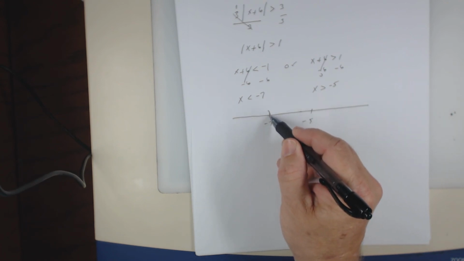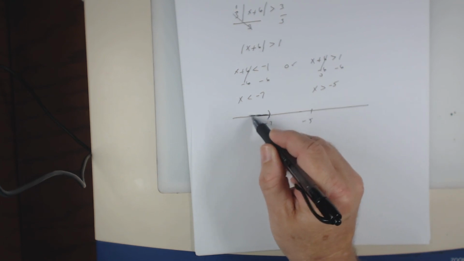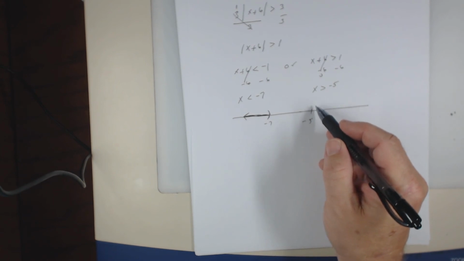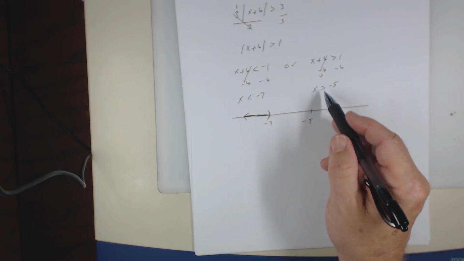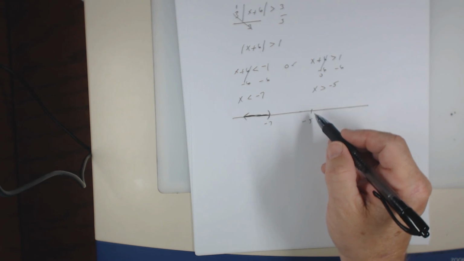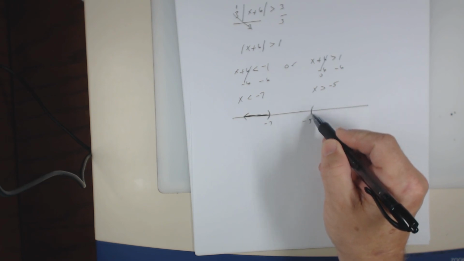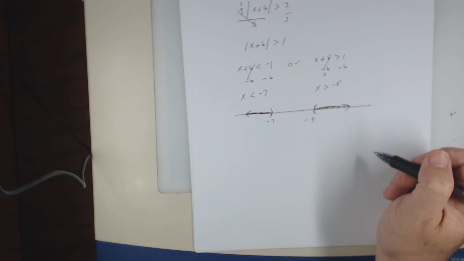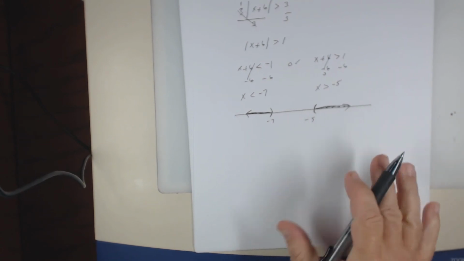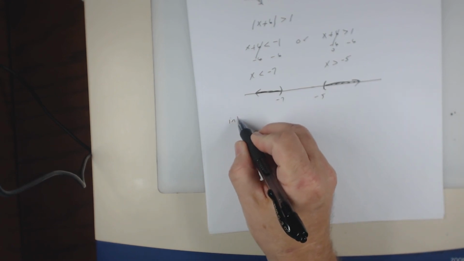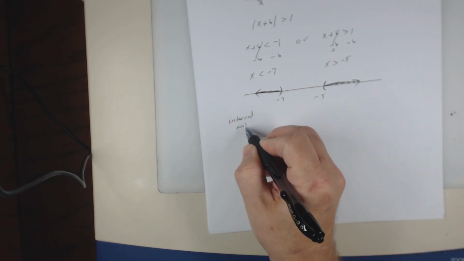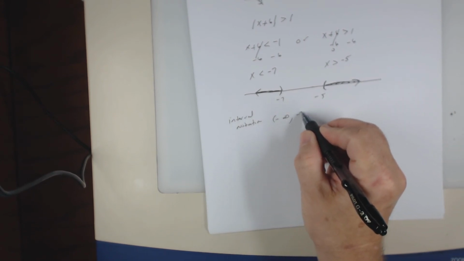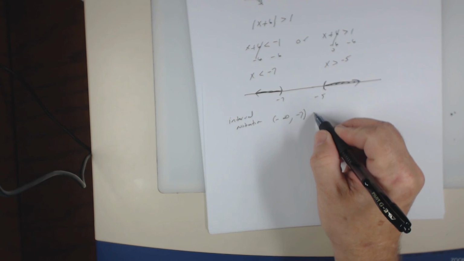Going which way? To the left. And I do a what? Arrow. Over here, negative 5, parentheses, not a bracket. Yeah, because there's no equal sign, right? If there was an equal sign here, then you'd use what? Bracket. Pointing to the right, and then draw your arrow like this. Okay. And so interval notation. Union, parentheses, and then union.